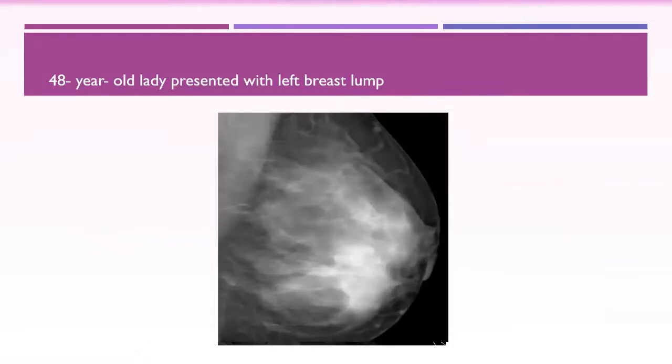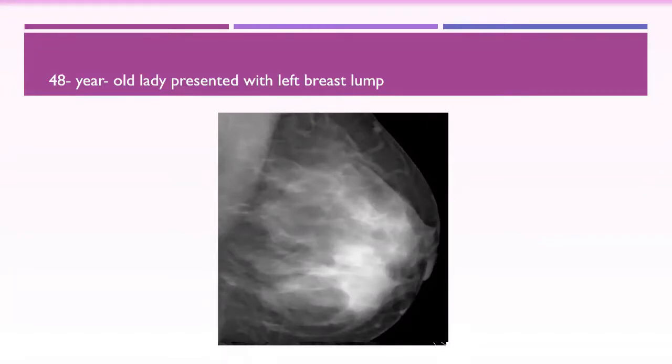What are the findings in this image? It shows in the inferior aspect of the breast, anterior part, a hyperdense mass. It could be an asymmetry. Yes, unless it fulfills the criteria of a mass, you call it an asymmetry.